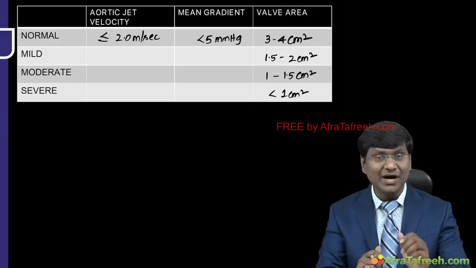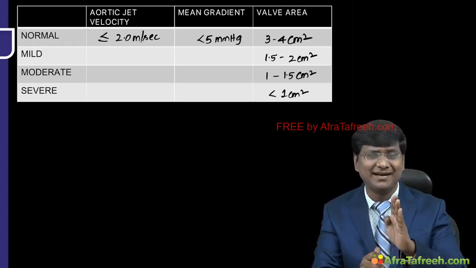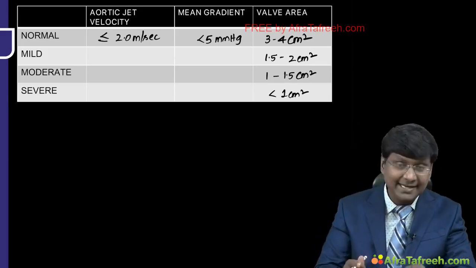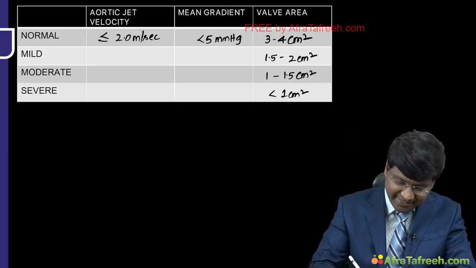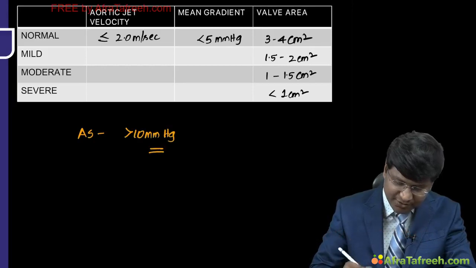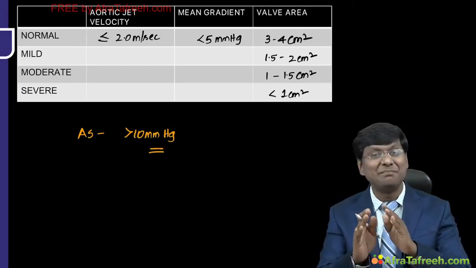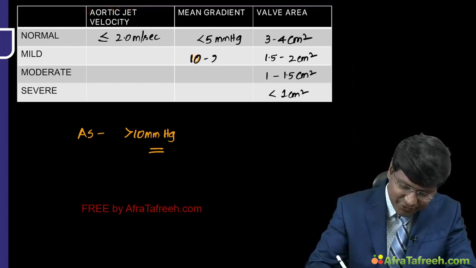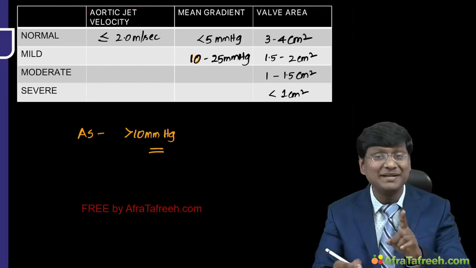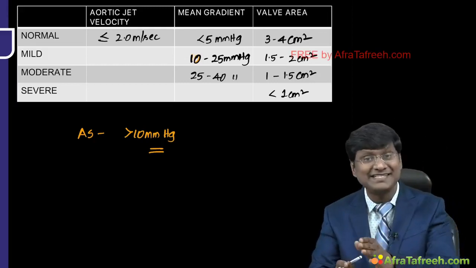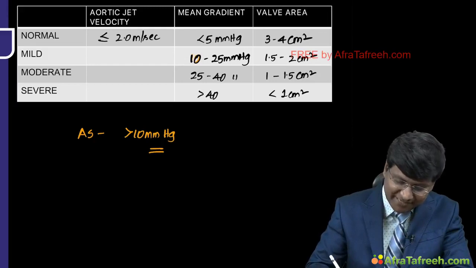Then you take the gradient. Now, in a normal individual, the gradient between the left ventricle and aorta is less than 5 millimeters of mercury. And in case of aortic stenosis, the gradient will be more than 10 millimeters of mercury. That is the criterion to call aortic stenosis. In mild aortic stenosis, the gradient will be between 10 to 25 millimeters of mercury, whereas in moderate, the gradient is around 25 to 40 millimeters of mercury, whereas in severe, the gradient is more than 40 millimeters of mercury.